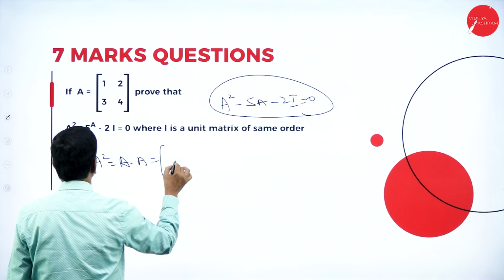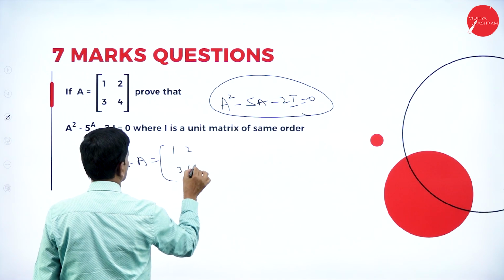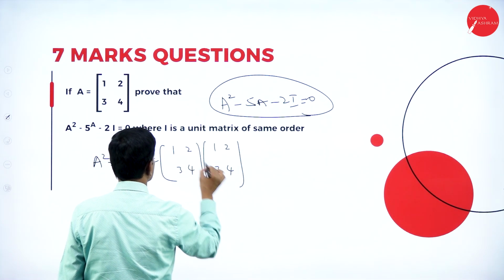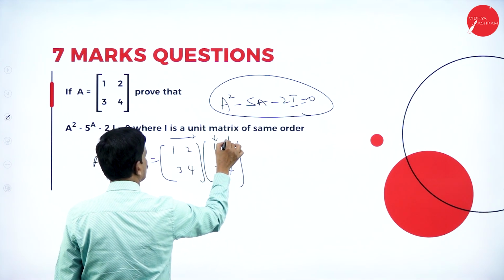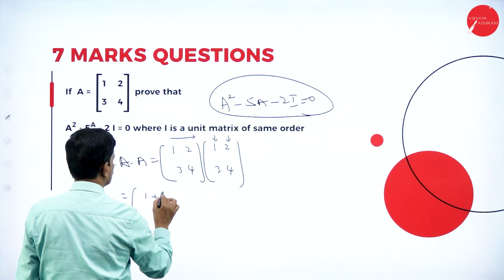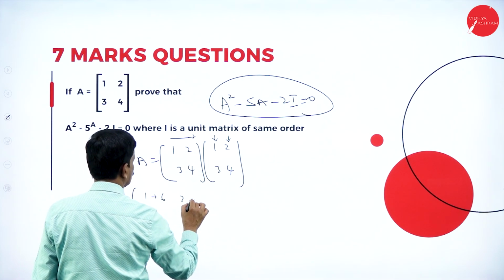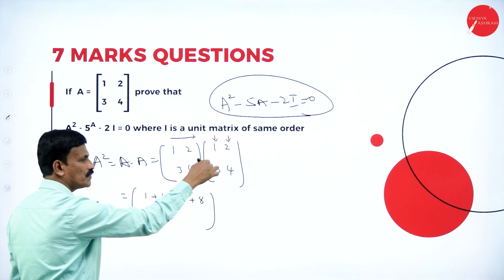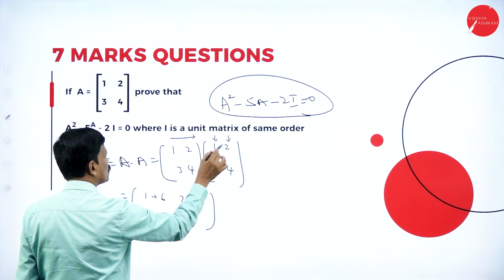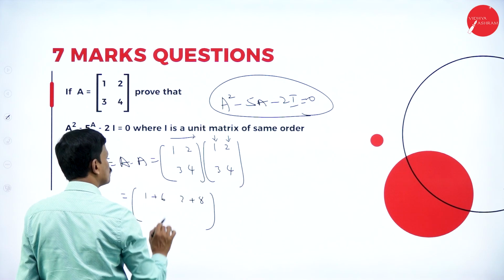This is matrix multiplication. 1, 2, 3, 4 and again 1, 2, 3, 4. Multiply this. Matrix multiply. First row, first column, second column. So, 1 1s are 1, plus 2 3s are 6. Same row, second column: 1 2s are 2 plus 2 4s, right?